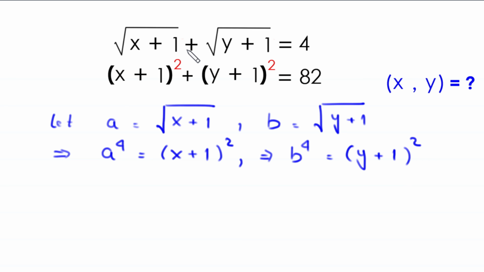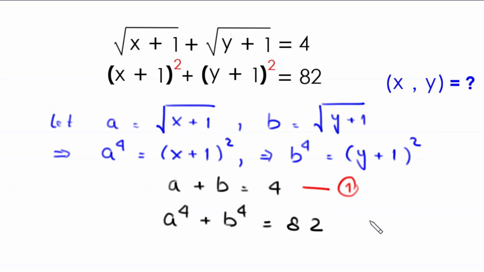So the first equation will become a plus b is equal to 4, and the second equation will become a to the power 4 plus b to the power 4 equal to 82. Let's call these equation number 1 and equation 2.